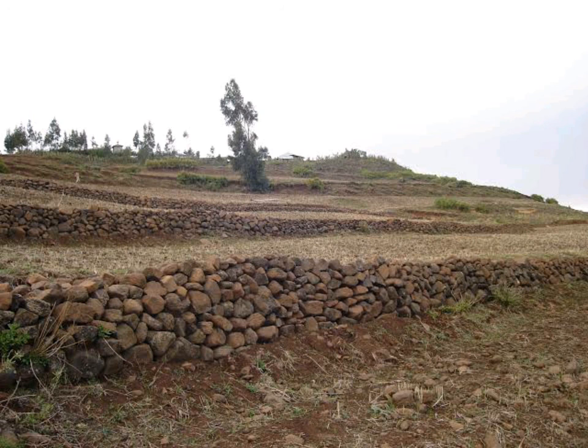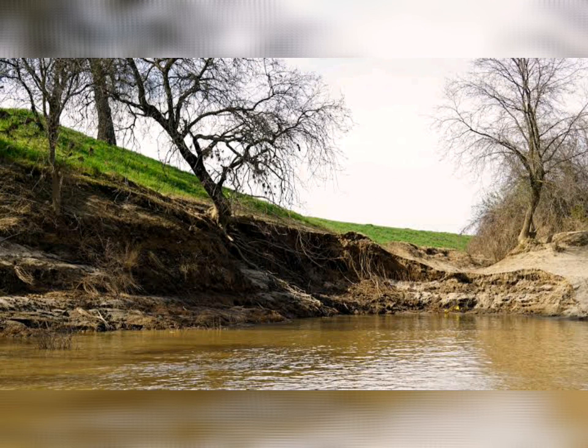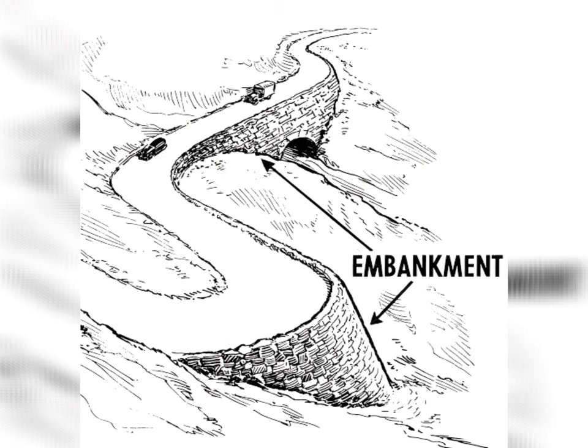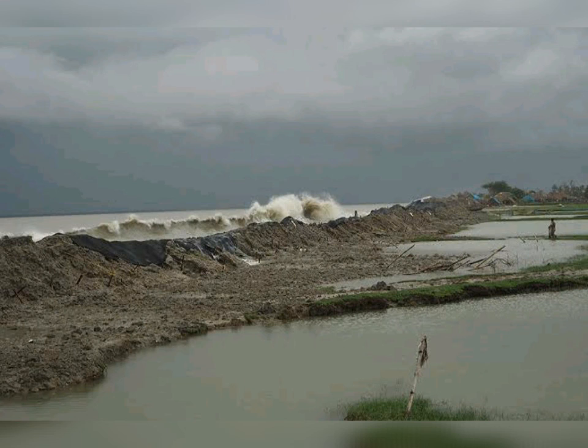Bunds, B-U-N-D-S. By building these strong embankments along the river bank, the flow of the river will be stopped, and if the flow of the river is stopped, then automatically the soil will not be eroded. So, building high, strong bunds can prevent soil erosion, and it can also prevent flooding, as the river will not change its path.